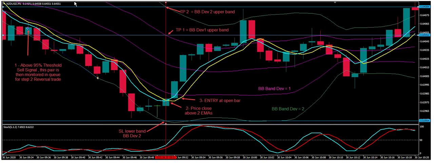Hi, Laszlo. So basically, this is a reversal strategy entry system. It will be based on the scanner.